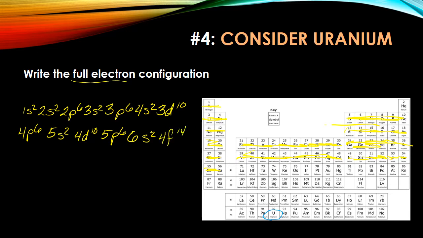4f14. Follow the atomic numbers. All right, 5d10. And you thought bismuth was a pain. 6p6. 7s2. 5f1, 1, 2, 3, and 4. Phew! Finally done with that.